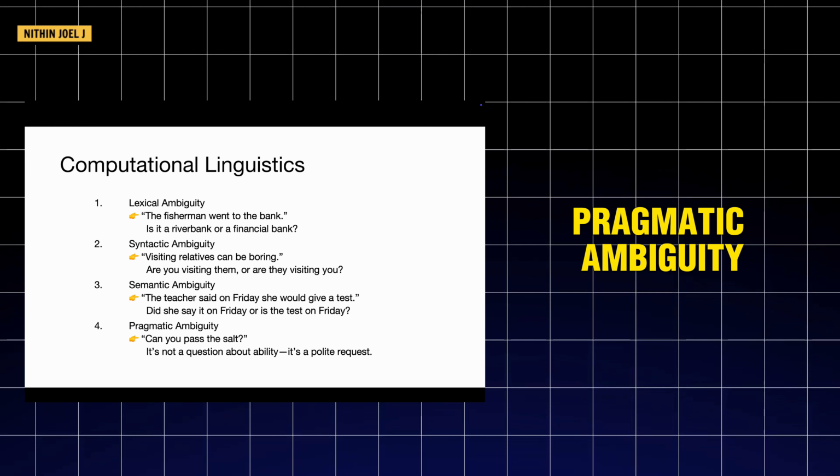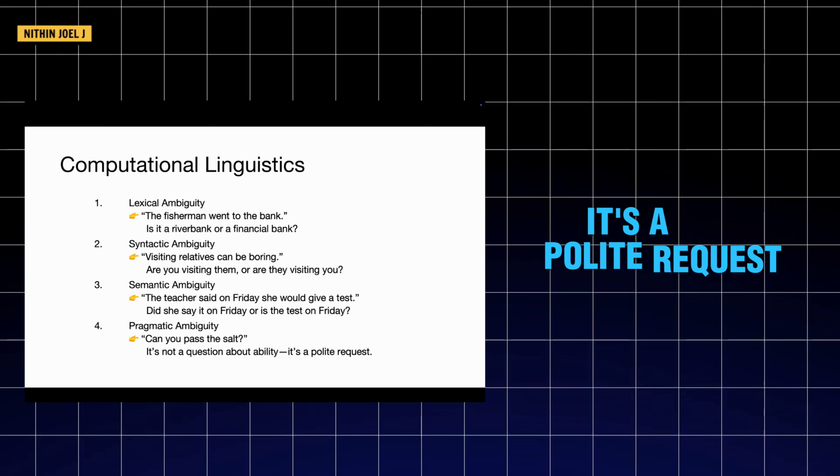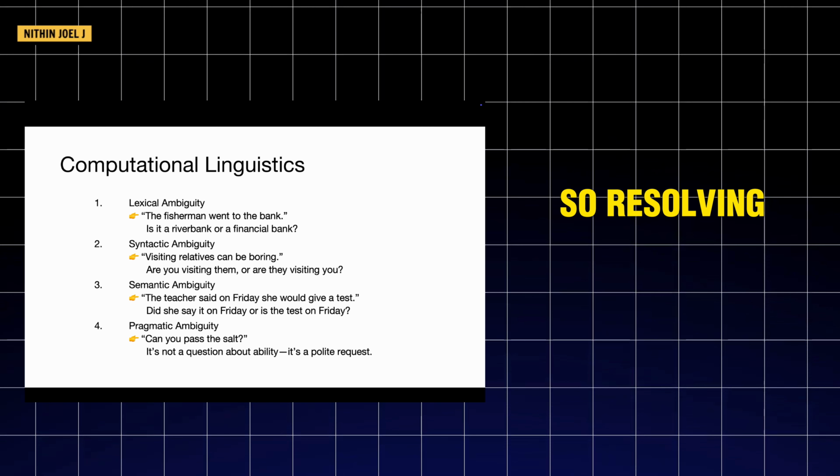Pragmatic ambiguity. Can you pass the salt? It's not a question about ability, it's a polite request. So, resolving these ambiguities is key to making NLP systems more accurate.